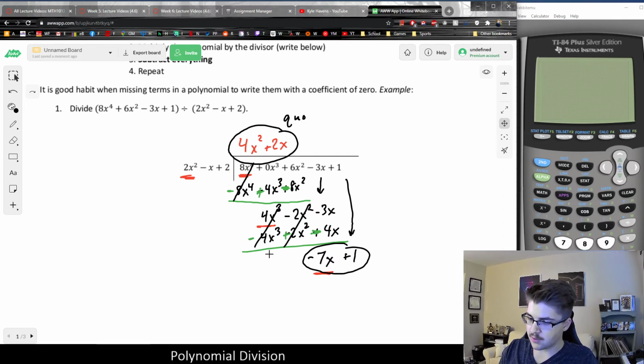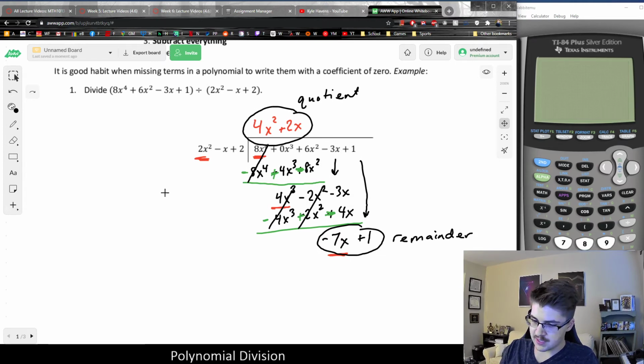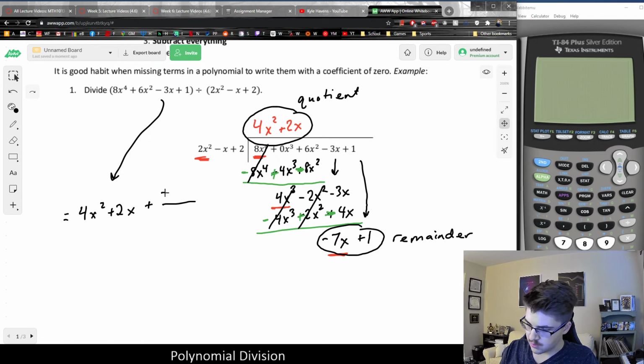And the remainder could be an entire polynomial function. And then to answer the division problem, if we were trying to figure out, well, what's the answer to the original question? Well, it's always equal to the quotient, because that's like what passed through the division. It's kind of like the whole component of my answer. And then it's always plus the remainder over the divisor. So the remainder in this case was negative 7x plus 1. And our original divisor was 2x squared minus x plus 2.